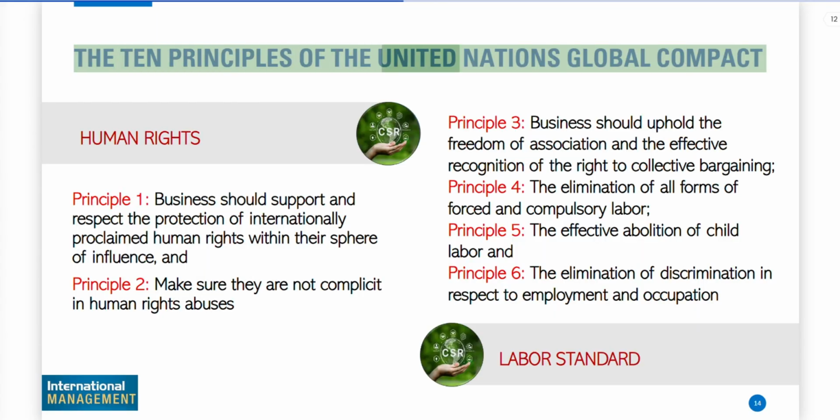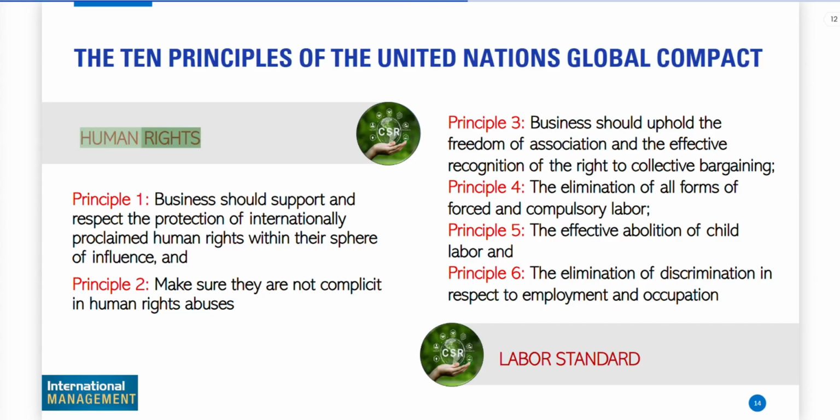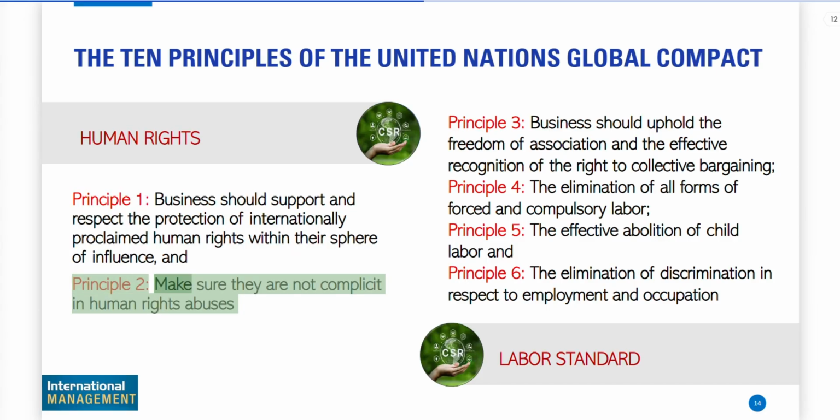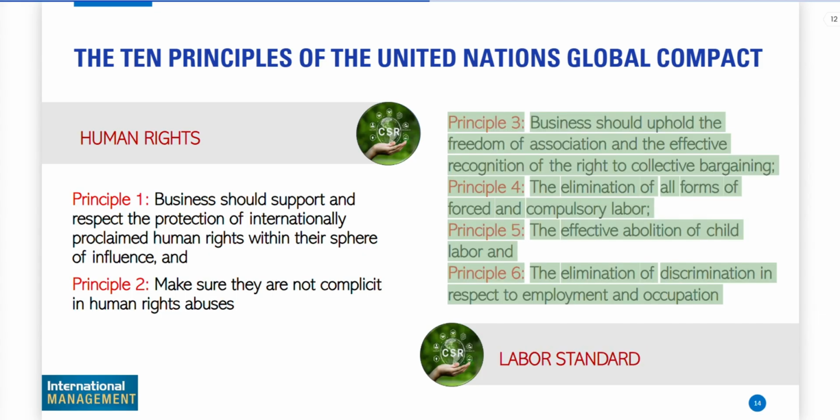The 10 Principles of the United Nations Global Compact. Human rights. Principle 1. Business should support and respect the protection of internationally proclaimed human rights within their sphere of influence, and Principle 2. Make sure they are not complicit in human rights abuses. Labor standard. Principle 3. Business should uphold the freedom of association and the effective recognition of the right to collective bargaining. Principle 4. The elimination of all forms of forced and compulsory labor. Principle 5. The effective abolition of child labor. And Principle 6. The elimination of discrimination in respect to employment and occupation.